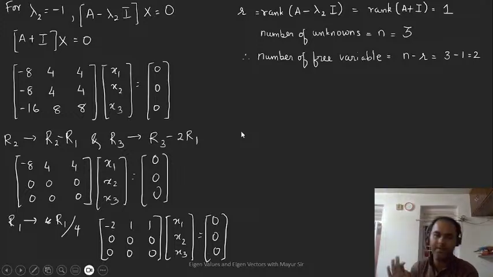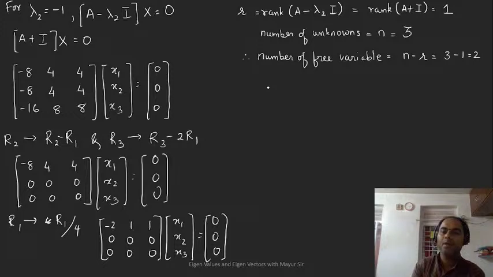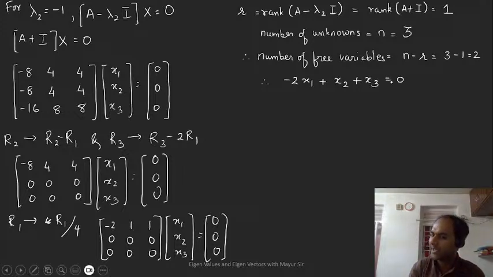Okay, no difficulties, fine. So now see, the number of free variables is 2. So when I simplify this matrix equation which you see, what do I get? I will get minus 2x1 plus x2 plus x3 equal to 0. Now it becomes my choice which two variables I want to make free. You can choose any two variables of your choice and set them free.